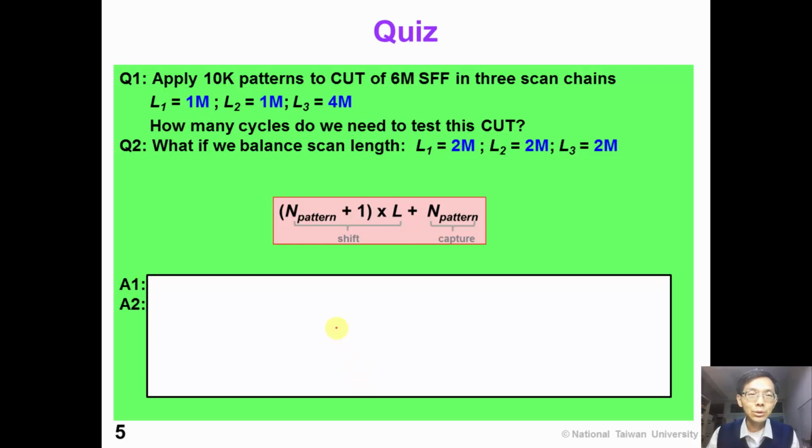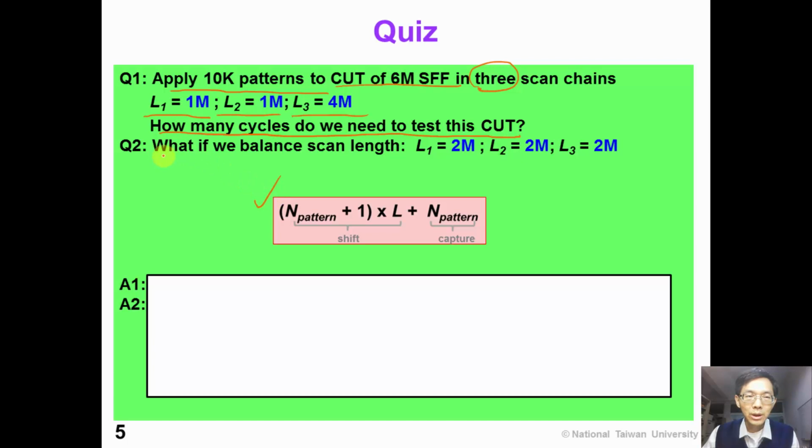Now it's time for you to work on a simple quiz. Suppose we want to apply 10,000 test patterns to a CUT of 6 million scan flip-flops, and we partition them into 3 scan chains. The first scan chain length is 1 million, the second one is 1 million, and the third one is 4 million. So how many test cycles do we need to test this CUT? You can apply this equation to do the calculation.